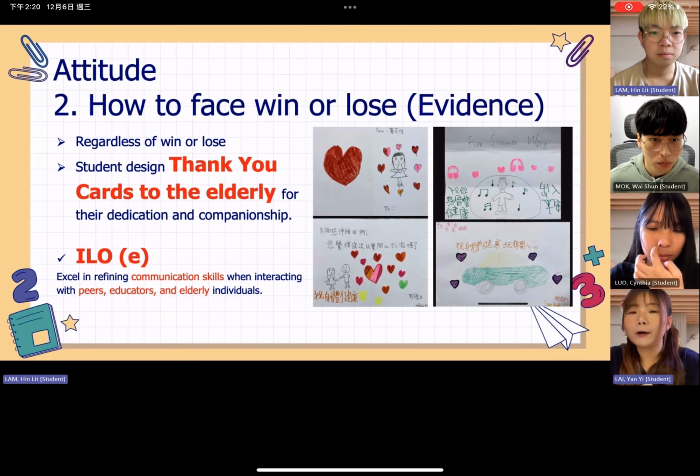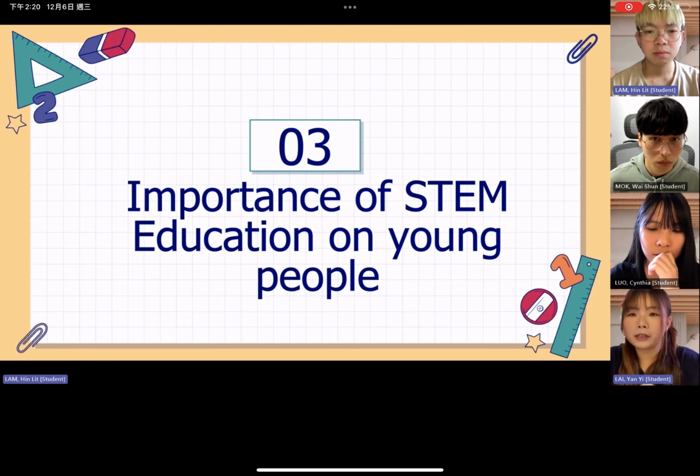Regardless of winning or losing, students made thank you cards for the elderly for their dedication and companionship, to achieve ILO E. Then I will pass to Wilson to talk about the next part.